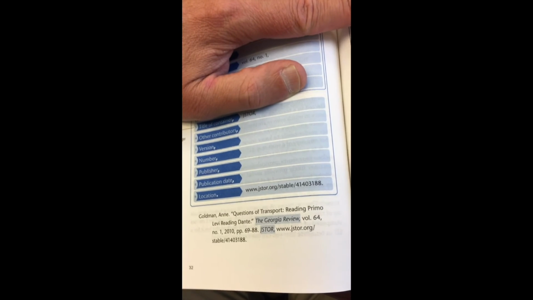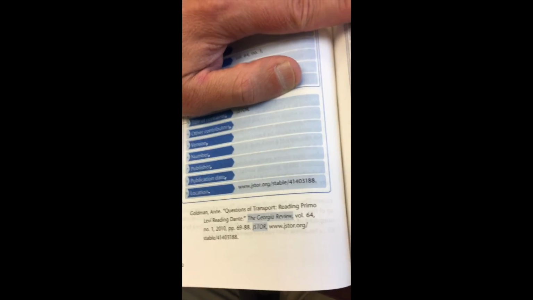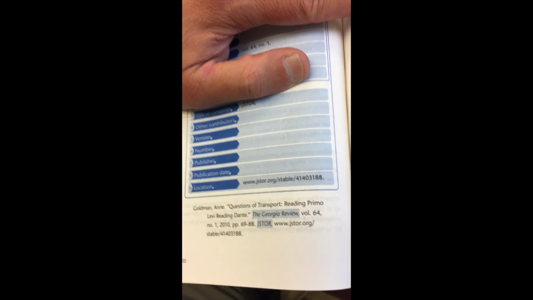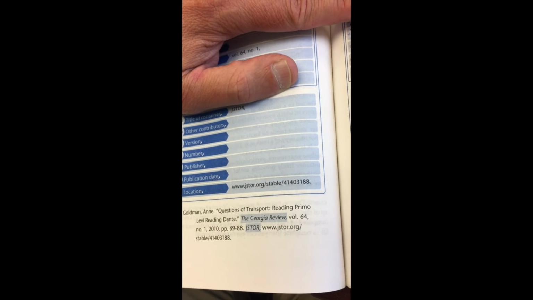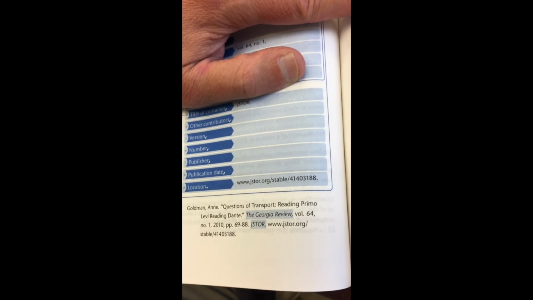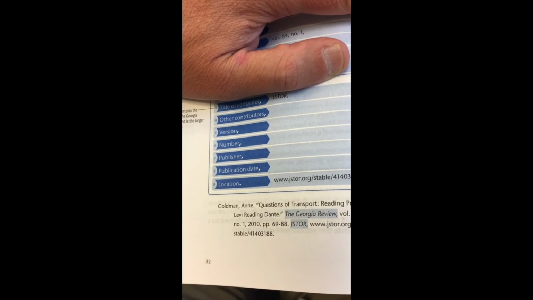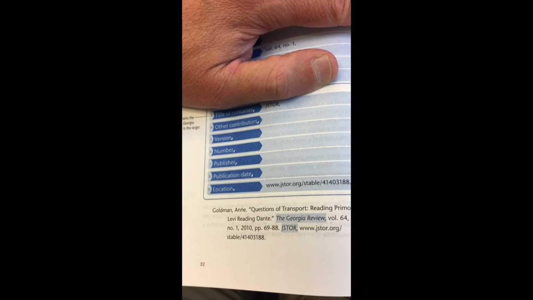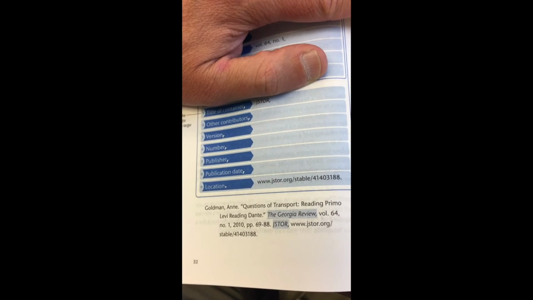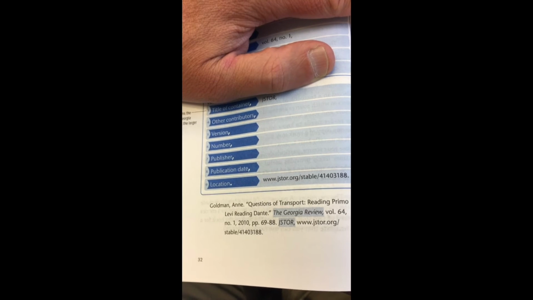So this is a new thing. If you're familiar with the previous style, this is where one of the differences is. So you put a comma after that. Then you use the abbreviation VOL period for volume 64, comma. Then the abbreviation NO period and then 1 for the first issue of the 64th volume, comma.